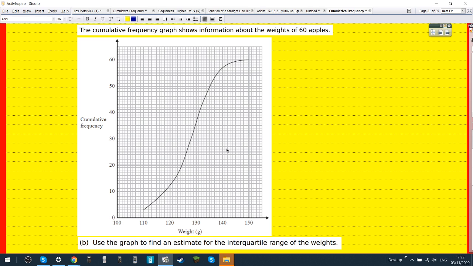Okay, this one. We have to get the interquartile range. Any idea how to go about that?